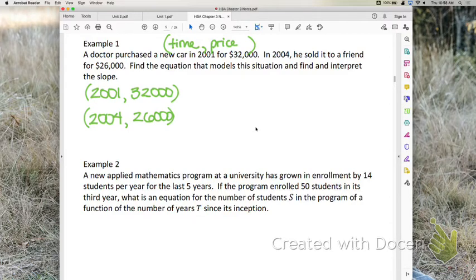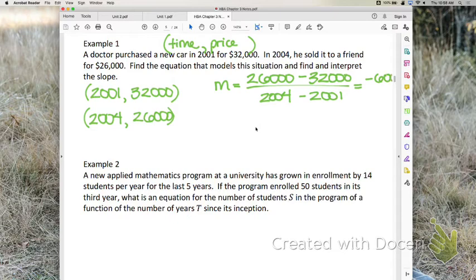Now the one thing I'm going to show you is this in a minute. If I set up my slope, I got 26,000 minus 32,000 over 2004 minus 2001. Lovely numbers. I get negative 6,000 over how many years? 3, which gives me a slope of negative 2,000. Does it make sense that the slope would be negative in this case? Yes, because the price is going down, right?